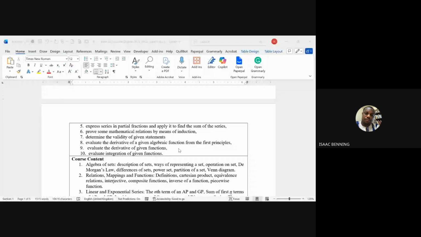Number 6, we'll be able to prove some mathematical relation by means of induction. Objective number 7, we'll be able to determine the validity of given statements. Number 8, we'll be able to evaluate the derivative of a given algebraic function from the first principles.